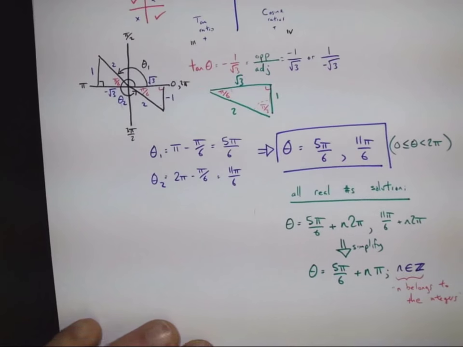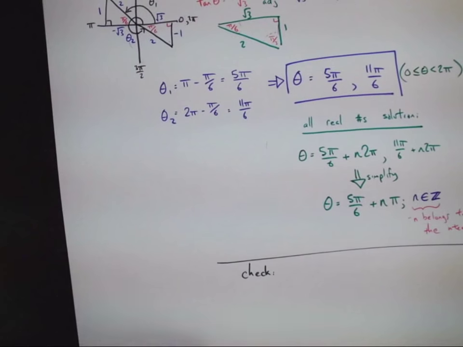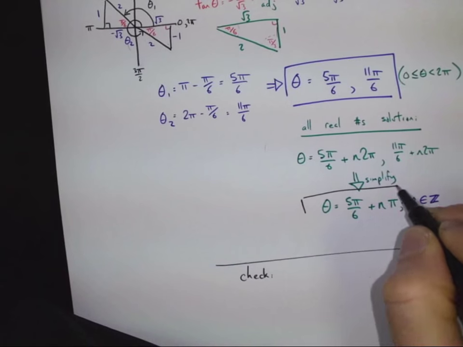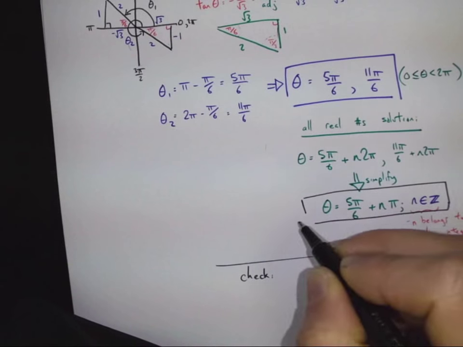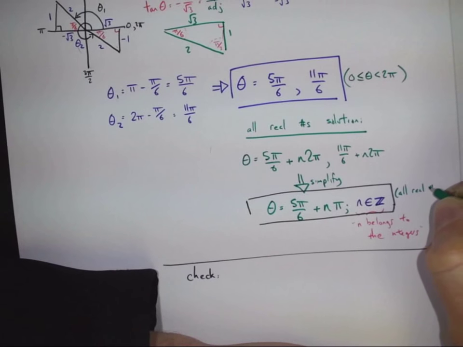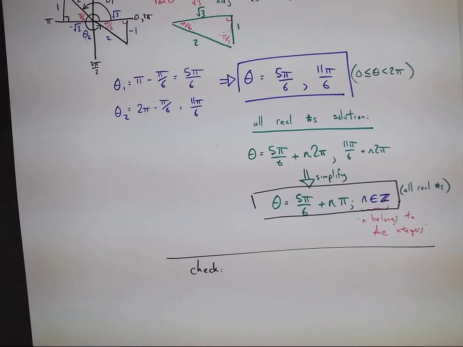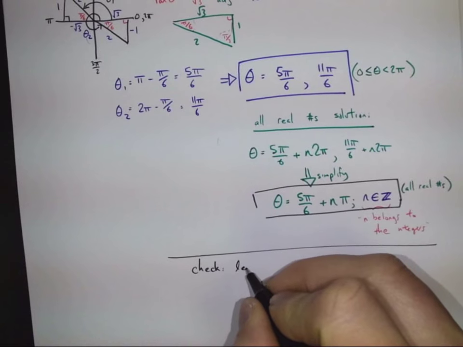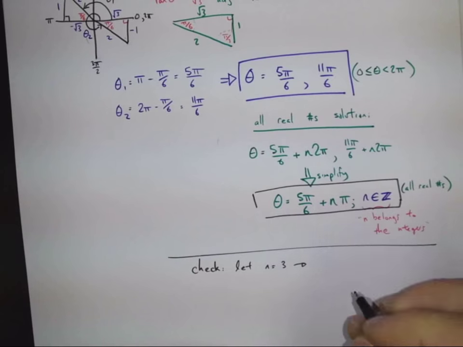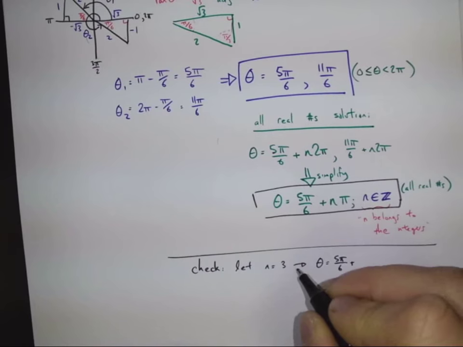Now, let's just test this while we're at it. So let's say we want to check an answer. So let's choose a random value. So I'll put that in the box so that if we're looking later, that's all real numbers. Okay. All right. So we're going to test by choosing any value of n. Let's say let n equal 3. Okay. So we'll punch that in. We'll say then theta is 5 pi over 6 plus 3 pi.